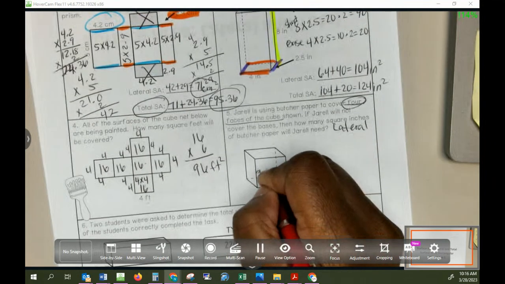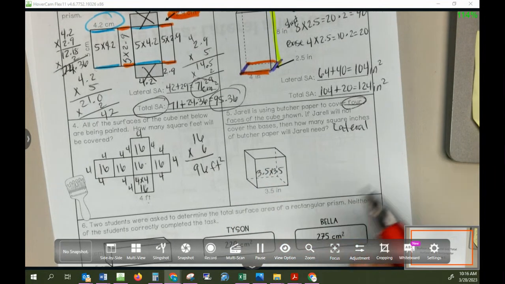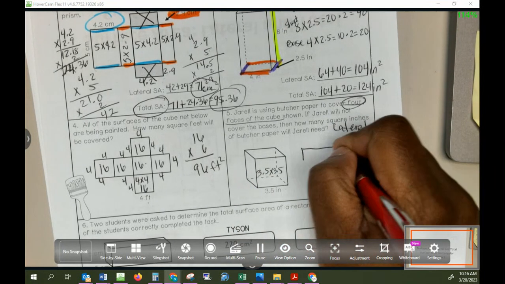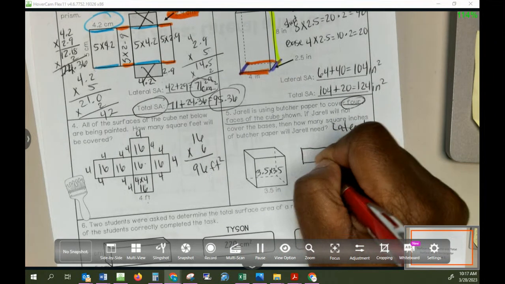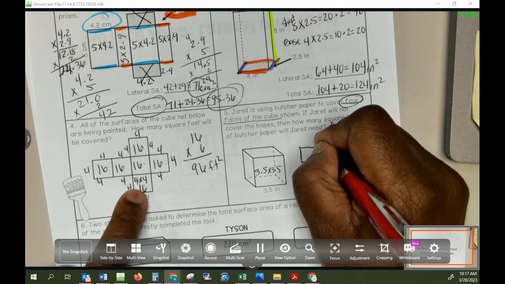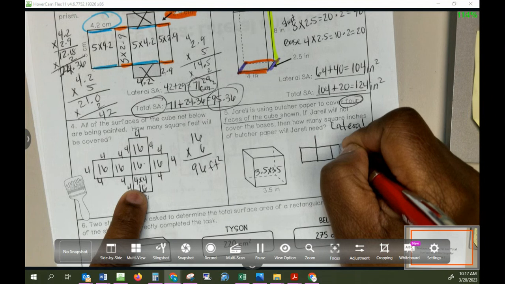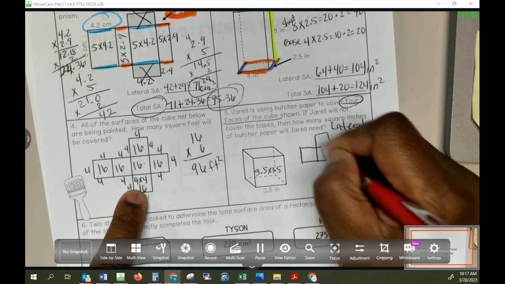3.5 times 3.5, that's going to give me one face, because if we even draw it out, if you got to draw out the shape, do so. We know what a cube looks like. We have a whole example right next to us. Times 4, 49.